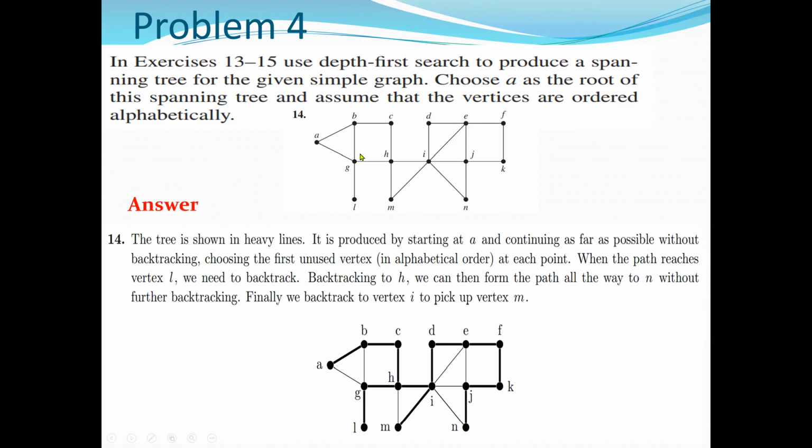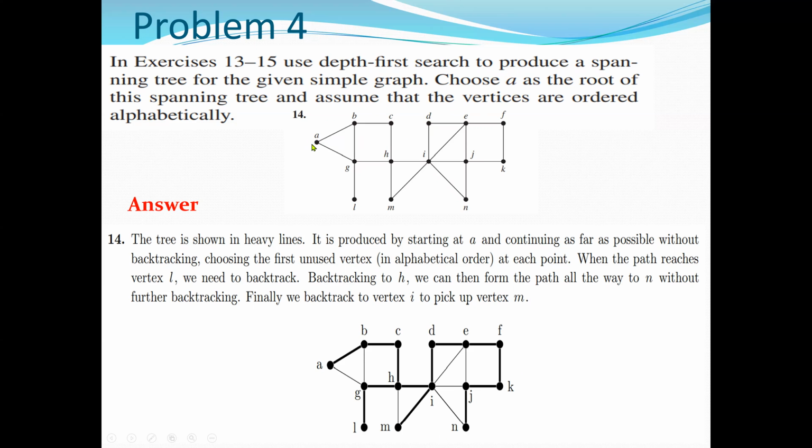Now, in the next exercise, which is question 14 of our course textbook, they say we should use depth-first search to produce a spanning tree for a given simple graph. And here they told us to choose A as the root of the spanning tree. This is very important because the root that we choose will give us a different spanning tree. The path will be different. So that's why this question is telling us to choose A.